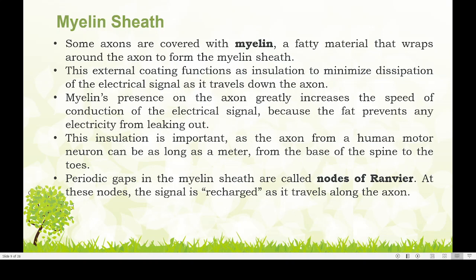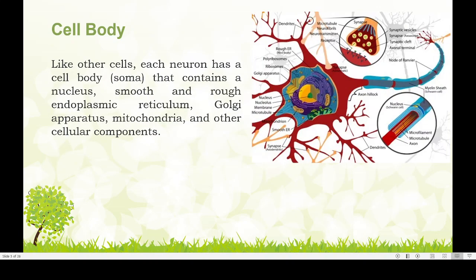This external coating functions as a layer of insulation to reduce the spread of electrical signals to other neurons, or dissipation of electrical signals to other neurons. So myelin's presence on an axon greatly increases the speed of current. So why is this myelin sheath present? One important advantage of the myelin sheath is that the speed of transmission of messages through an axon is increased.